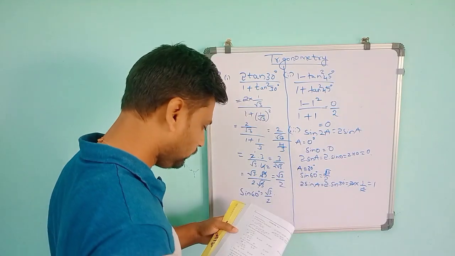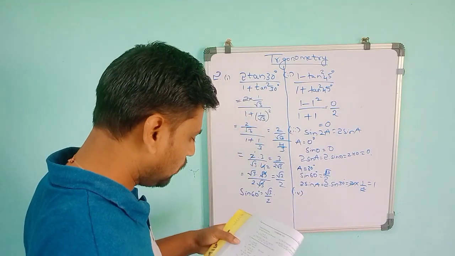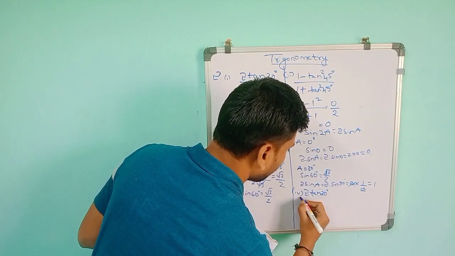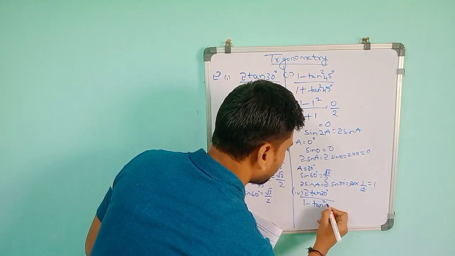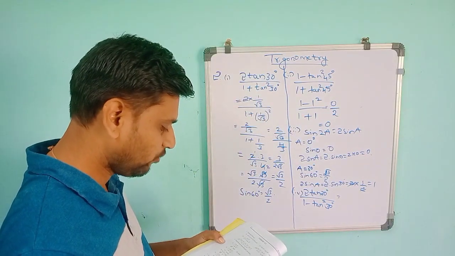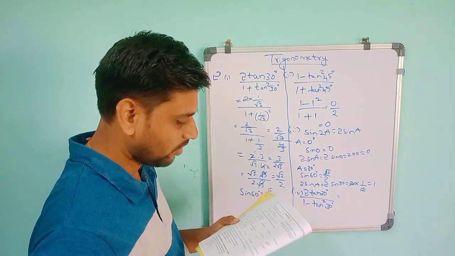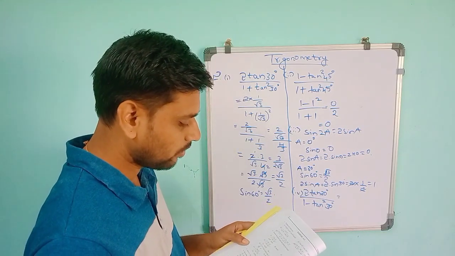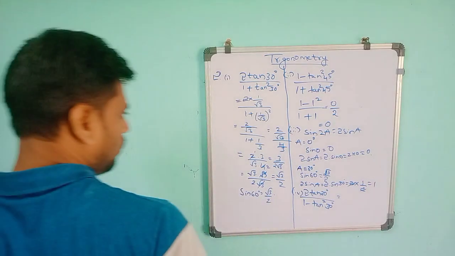Next one. 2 tan 30 degree divided by 1 minus tan square 30 degree. They gave the options in terms of cos, sin, tan, sin like that. So first you have to calculate the value, then you have to see which value is coming in that trigonometric ratio. So 2 tan 30.